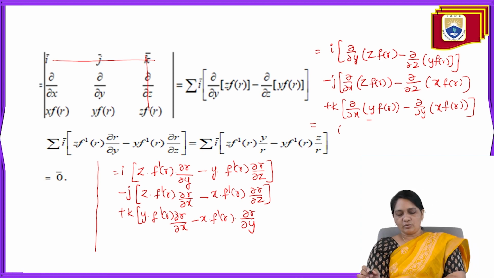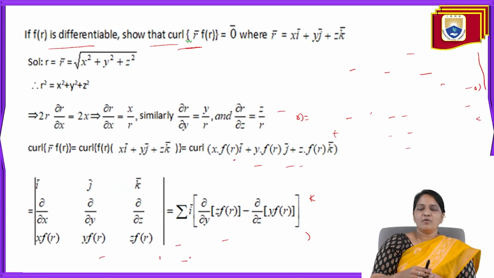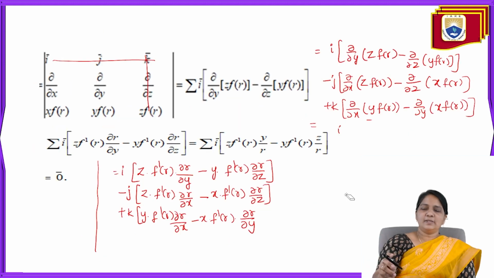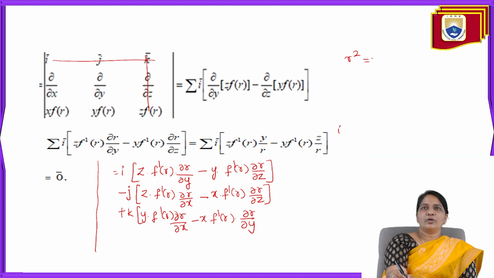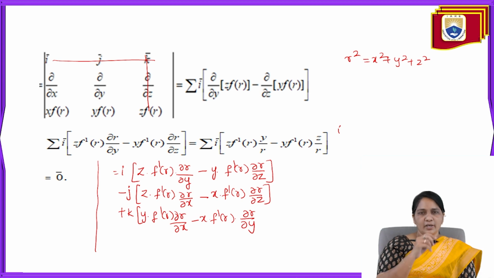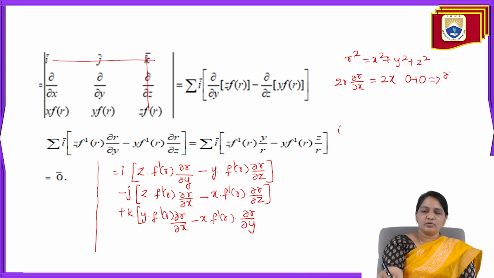To calculate that value, as I already told you, we should know about r squared. What is r squared here? So r squared equals x squared plus y squared plus z squared. Now from this I am going to find ∂r/∂x, ∂r/∂y and ∂r/∂z. So the derivative of r squared is 2r. Now I am differentiating with respect to x. So ∂r/∂x equals 2x. Remaining y squared is 0 and z squared is 0. I get ∂r/∂x equal to x by r.